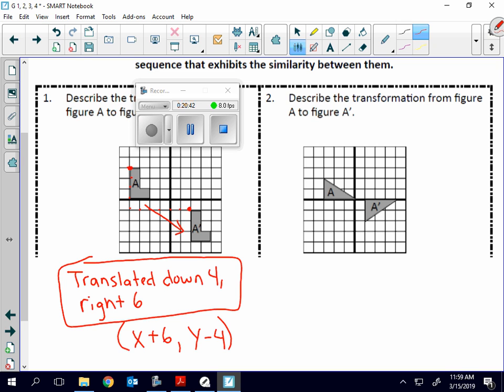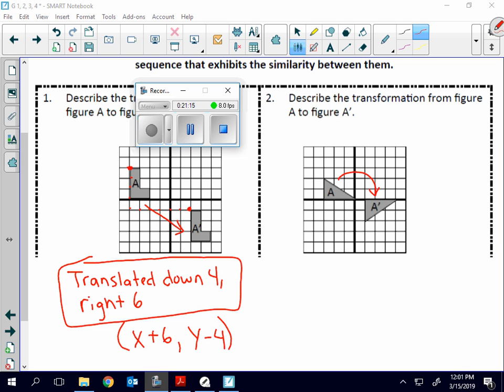Number 2, describe the transformation from figure A to A prime. So it looks like it's turning to me. You could turn either way, but I'm going to go that way for now. So if I'm turning, how many quarter turns is that? How many turns would it take me to get it from one to the next? And now that I'm looking at it, that actually won't work. So let's think about what else we can do.